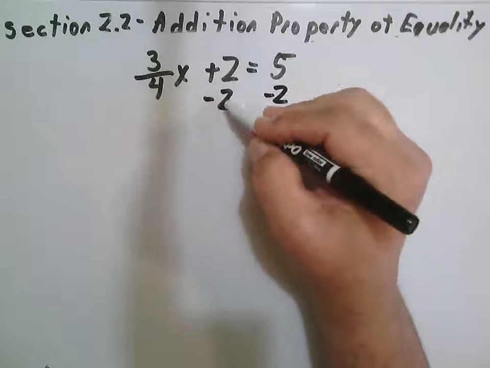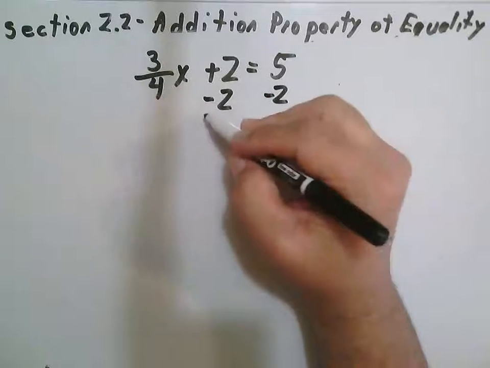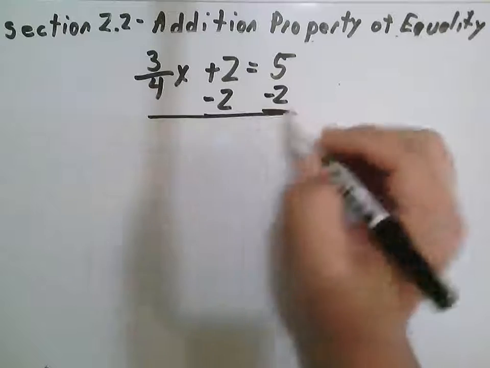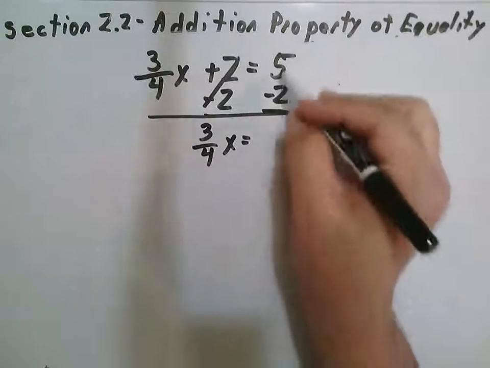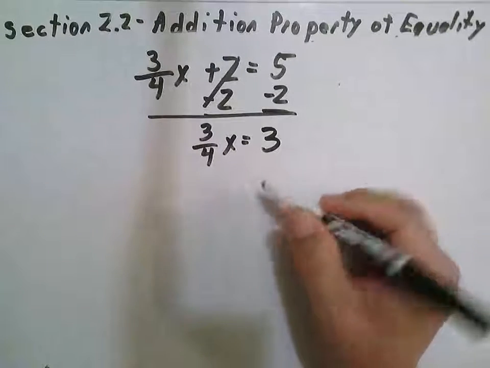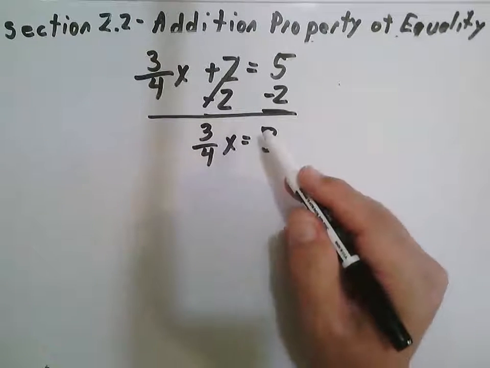The process is going to be the same no matter what these numbers change to. Because this is a positive 2, I use a negative 2. Whatever I do on one side of the equation, do on the other side. This allows this to disappear, and that gives me 3/4 x is equal to 5 minus 2, which is going to give me 3. Now, because this is a fraction, my reciprocal comes into play.